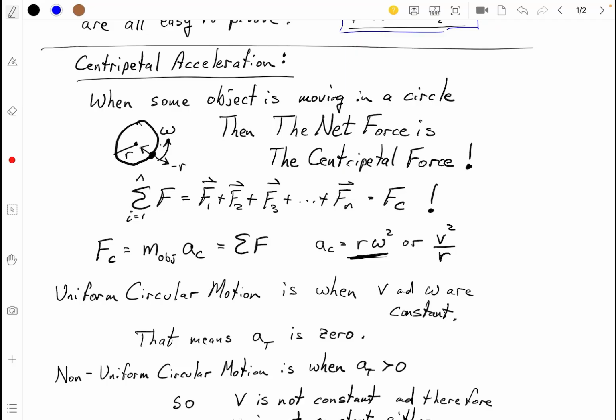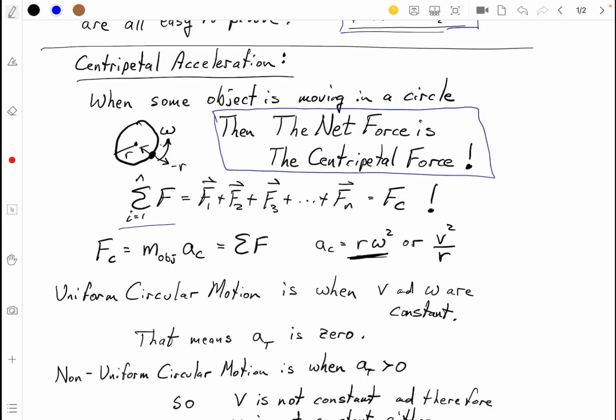When some object is moving in a circle, the key to take away from centripetal acceleration is this right here. I should have capitalized every single letter. I should shout from the rooftops. The net force is the centripetal force.